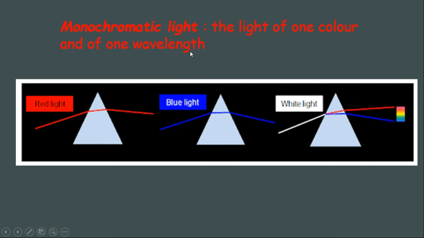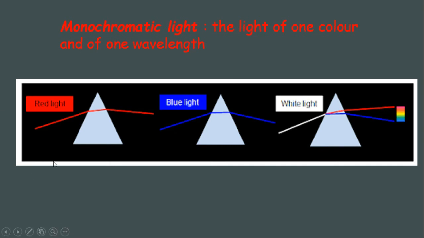Monochromatic light. What's the meaning of monochromatic light? It's the light of one color and of one wavelength. What does it mean? Visible light consists of what? It consists of 7 colors. If I take one of them, if I take the red light alone, in this case, we say that this light is monochromatic light. Blue light alone is a monochromatic light because it has one color, one wavelength.